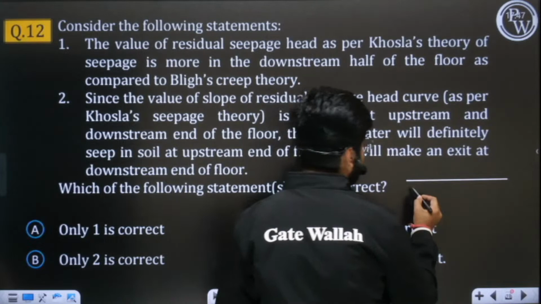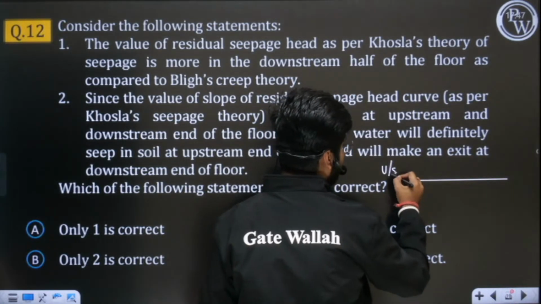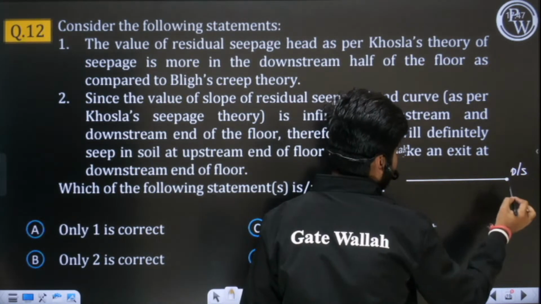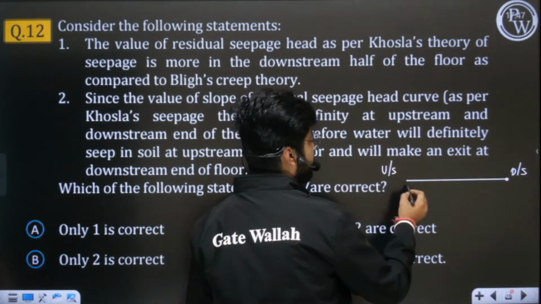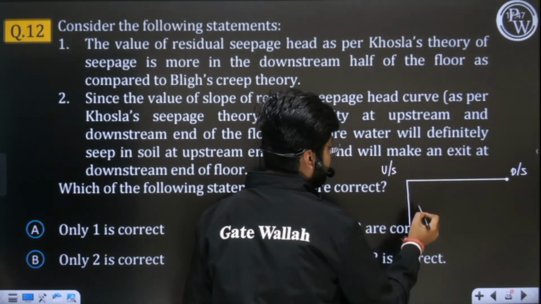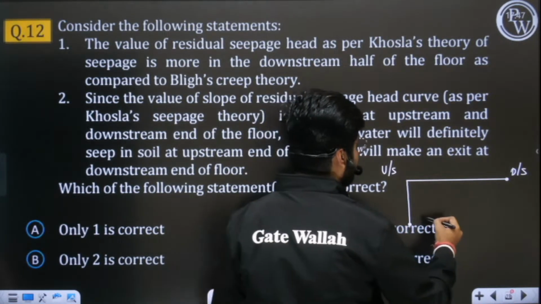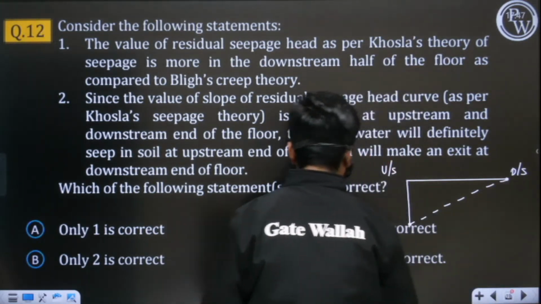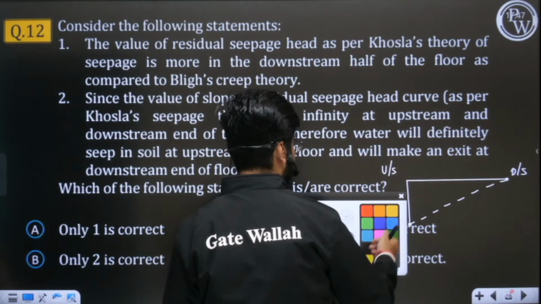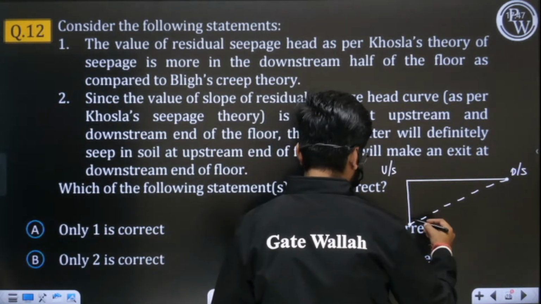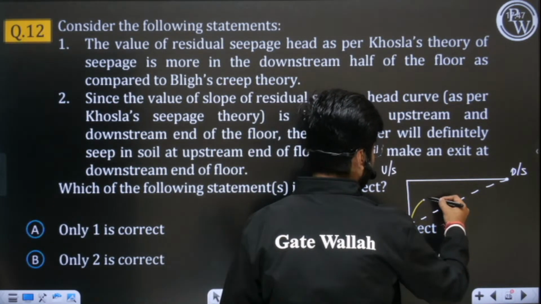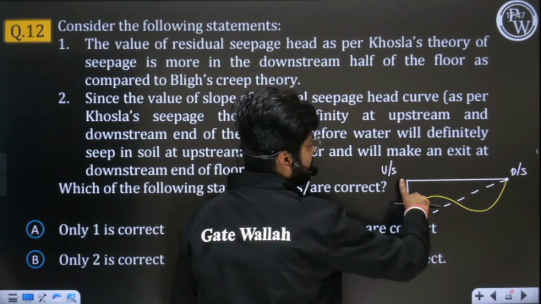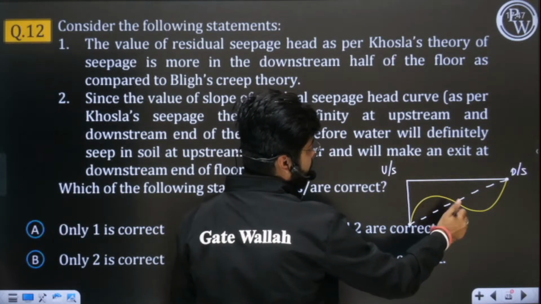Now the seepage head is maximum at your upstream end. This is your upstream end and this is your downstream end. Basically at the downstream end the residual seepage head is 0, and at the upstream end the residual seepage head is maximum. In Bligh's theory we assume that it varies in a linear fashion, but in Khosla's theory we assume that it varies in a sinusoidal fashion, and you will see that it is like this.